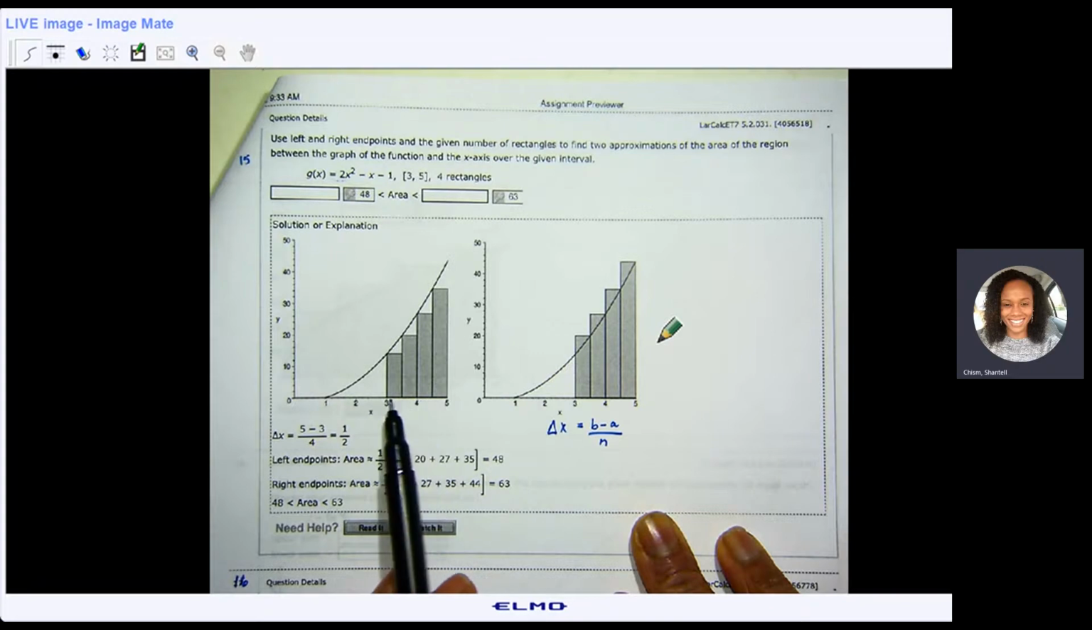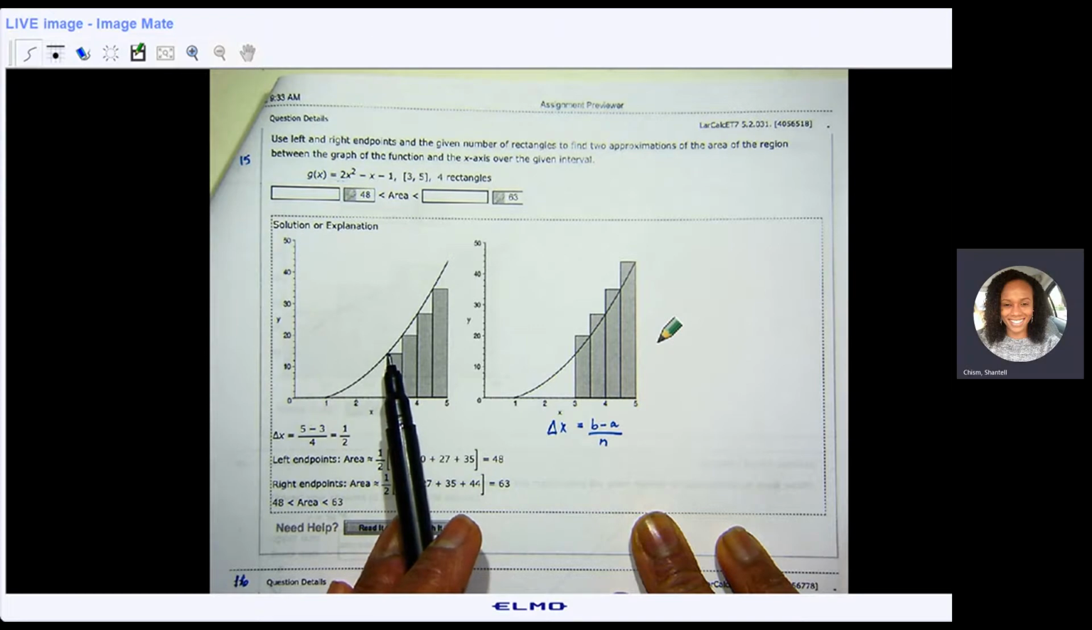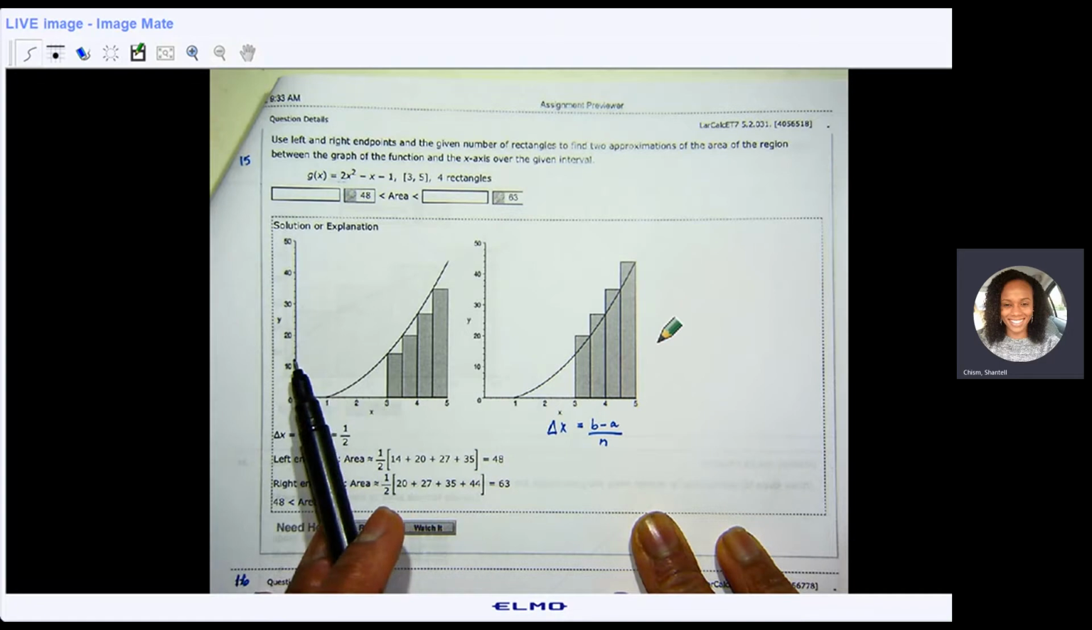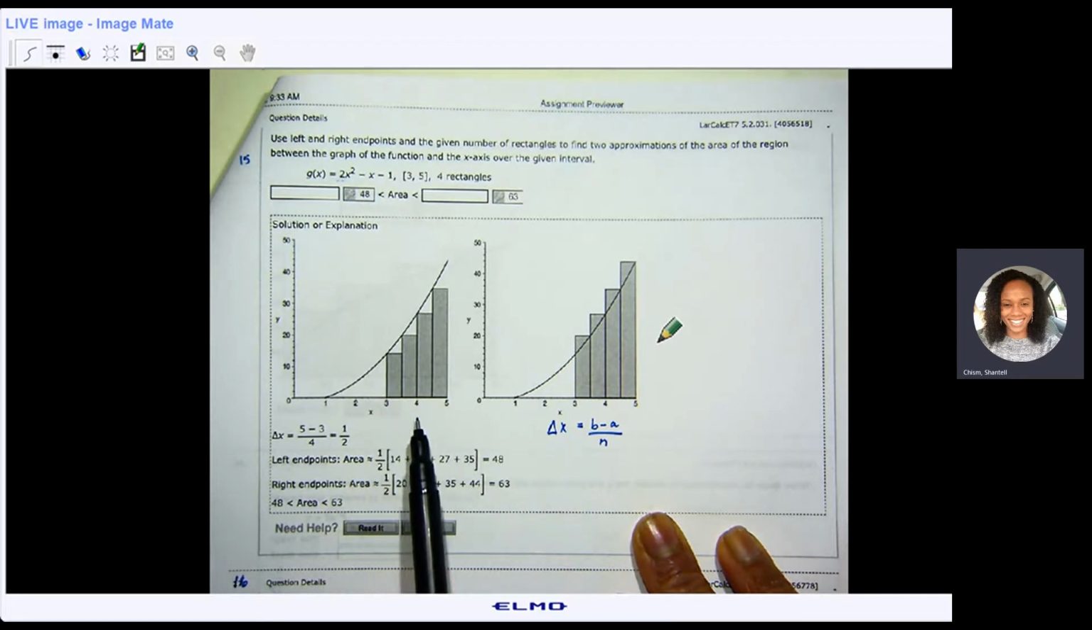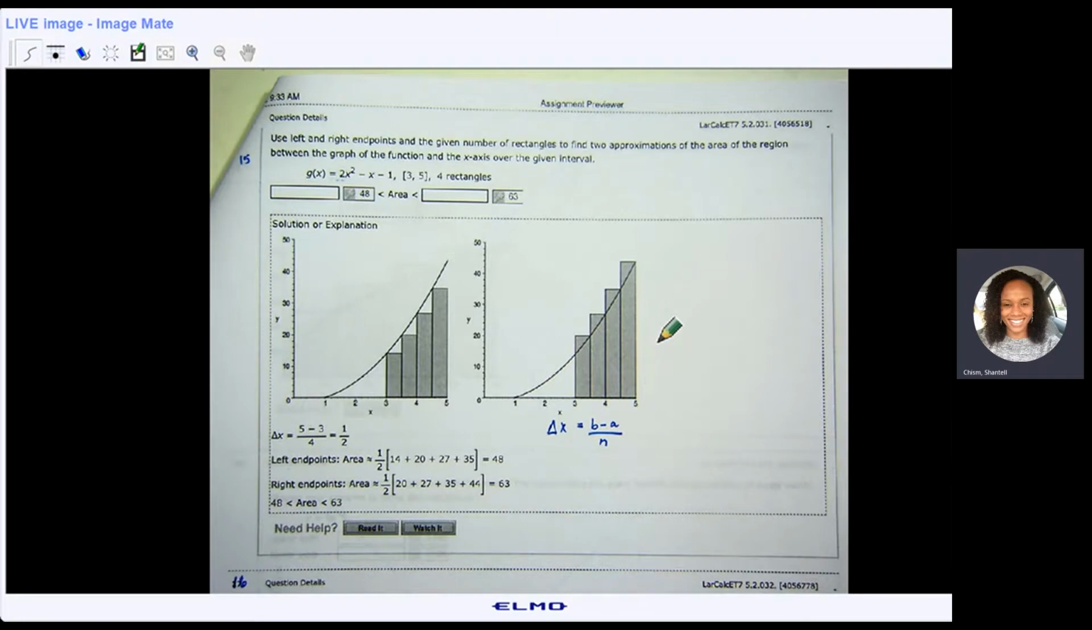The delta x is the change in the x. The height of the rectangle is where it touches the graph, at its value on the y-axis. So it's base times height for each rectangle, and you'll be adding those up. So how can we get that without necessarily graphing?